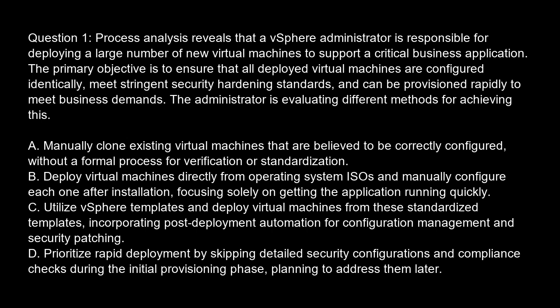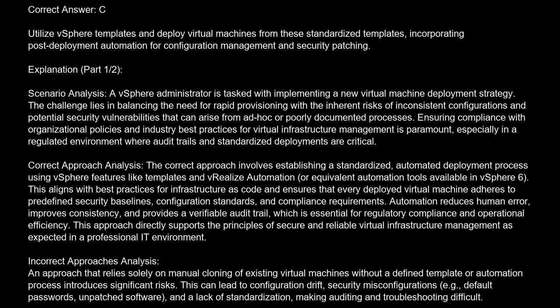Option C. Utilize vSphere templates and deploy virtual machines from these standardized templates, incorporating post-deployment automation for configuration management and security patching. Option D. Prioritize rapid deployment by skipping detailed security configurations and compliance checks during the initial provisioning phase, planning to address them later. The correct answer is C. Utilize vSphere templates and deploy virtual machines from these standardized templates, incorporating post-deployment automation for configuration management and security patching.